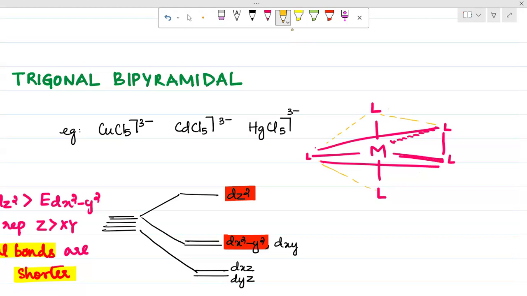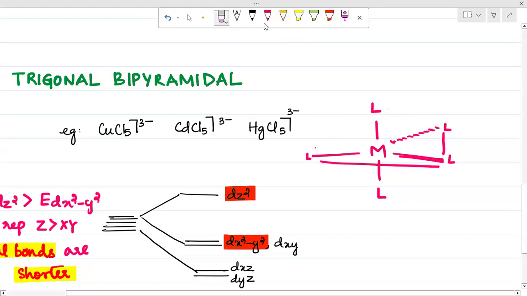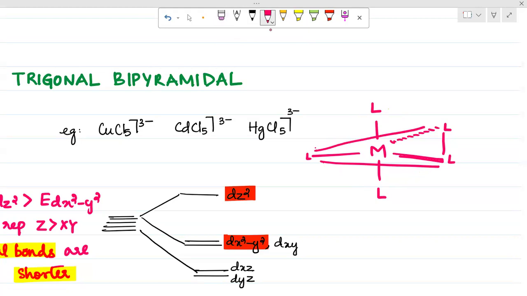Hey, sorry. How are the ligands connected? The ligands are not. This is how it forms the geometry. A triangular plane along the xy plane, and then you have 2 axial bonds which are shorter. Done.